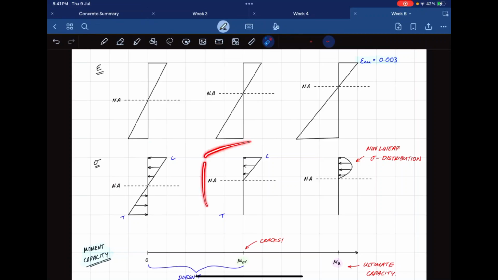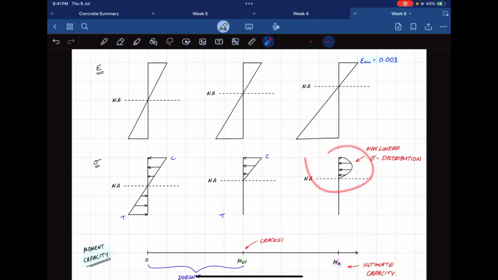When your concrete actually cracks, what happens is that the tension part of concrete has 0 strength. So it provides 0 strength to the overall section. So we just ignore the tension in that case, and we just consider the compression.